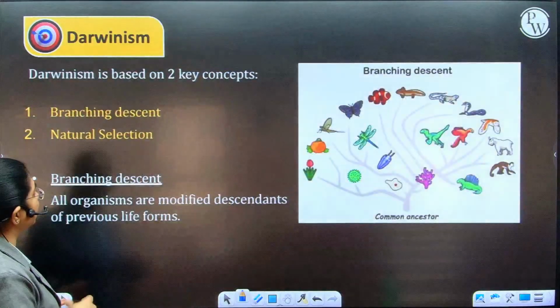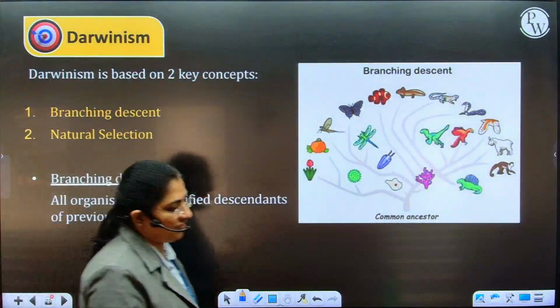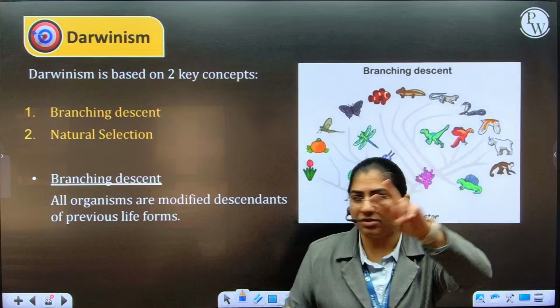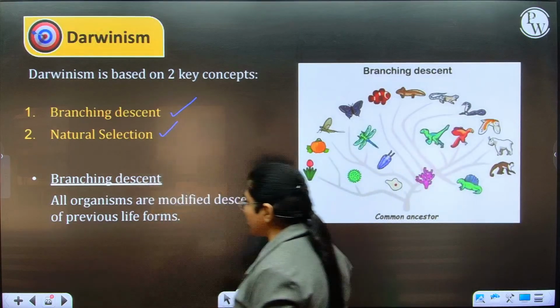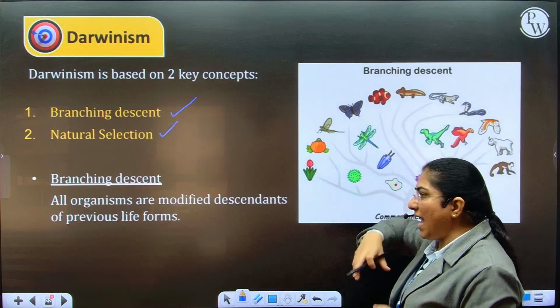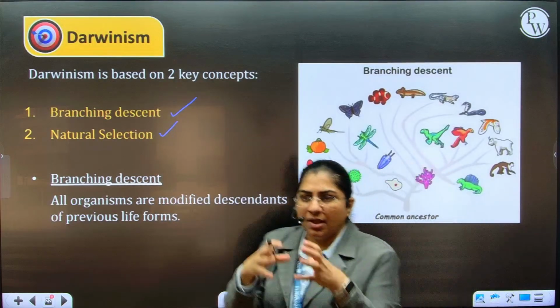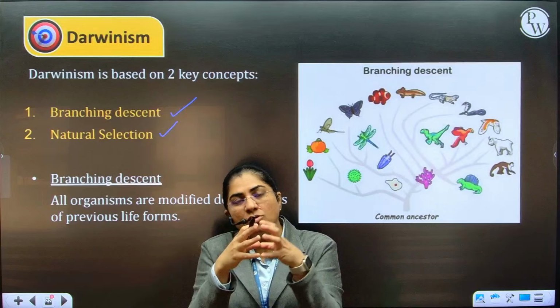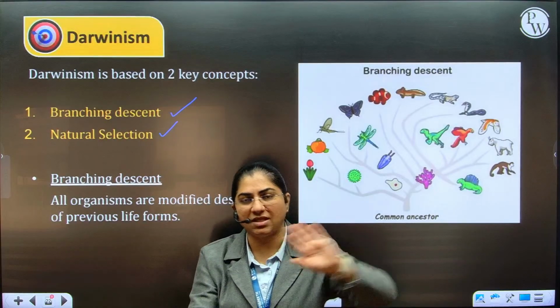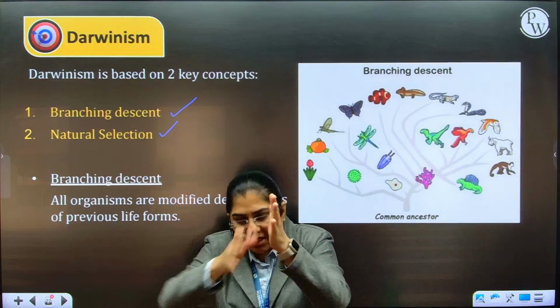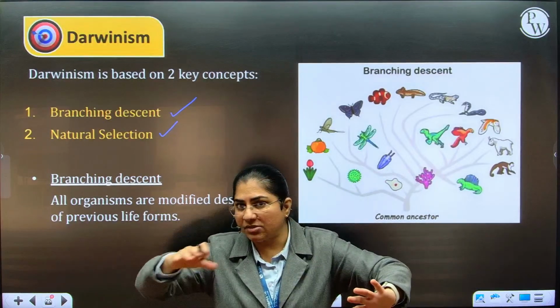So he said that it's a gradual process of evolution, and he gave two key concepts of evolution. One is branching descent and one is natural selection. So he said that as a particular population has particular variation, the one who is better from that population will survive, will leave more progenies, the other one will perish away. So it has branched, okay. One remains, one gets perished away.